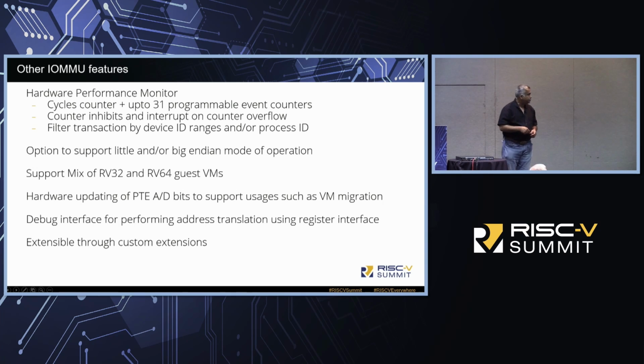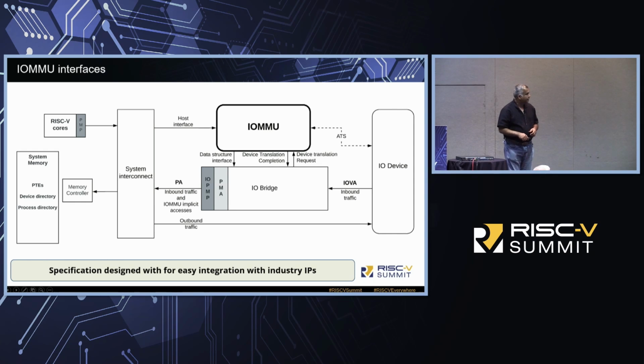Right? It supports a debug interface through which software can request address translations. For example, if you're a driver developer or you want to debug some bugs, you can use the debug interface to request the IOMMU to provide you a translation, very conveniently, without having to worry about whether your page tables are set up right or your walk algorithm is right, and so on. And it supports customization. There are enough fields left, defined for custom extensions, so people can add custom extensions that they need.